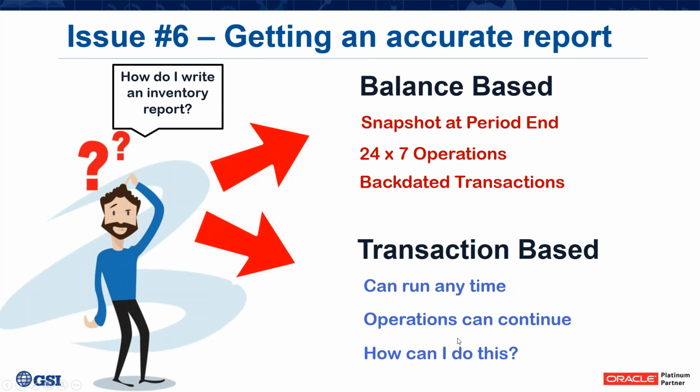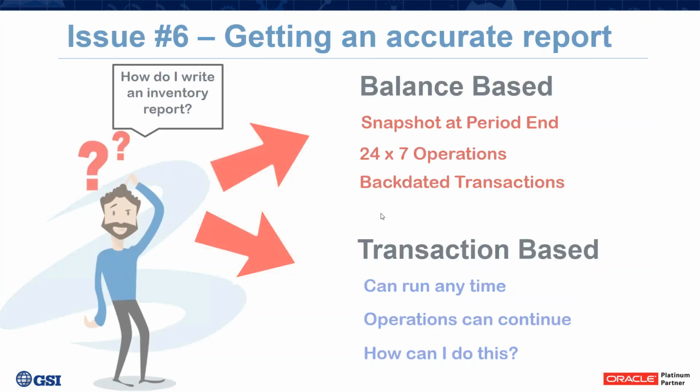So the question becomes, how can I get this? Let's say I'm doing a balance base. I do have 24/7 operations. I am aware that we have this noise at the end of the period. How can I get a more stable, more accurate inventory report? Well, we're going to show you how we can do that.